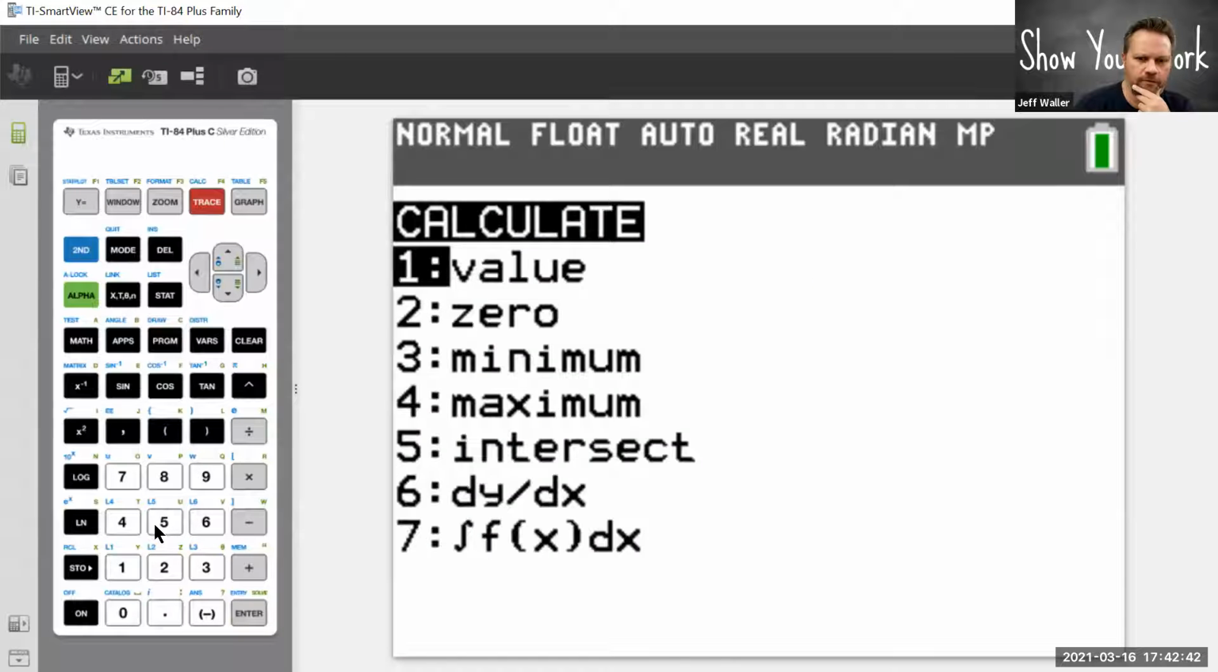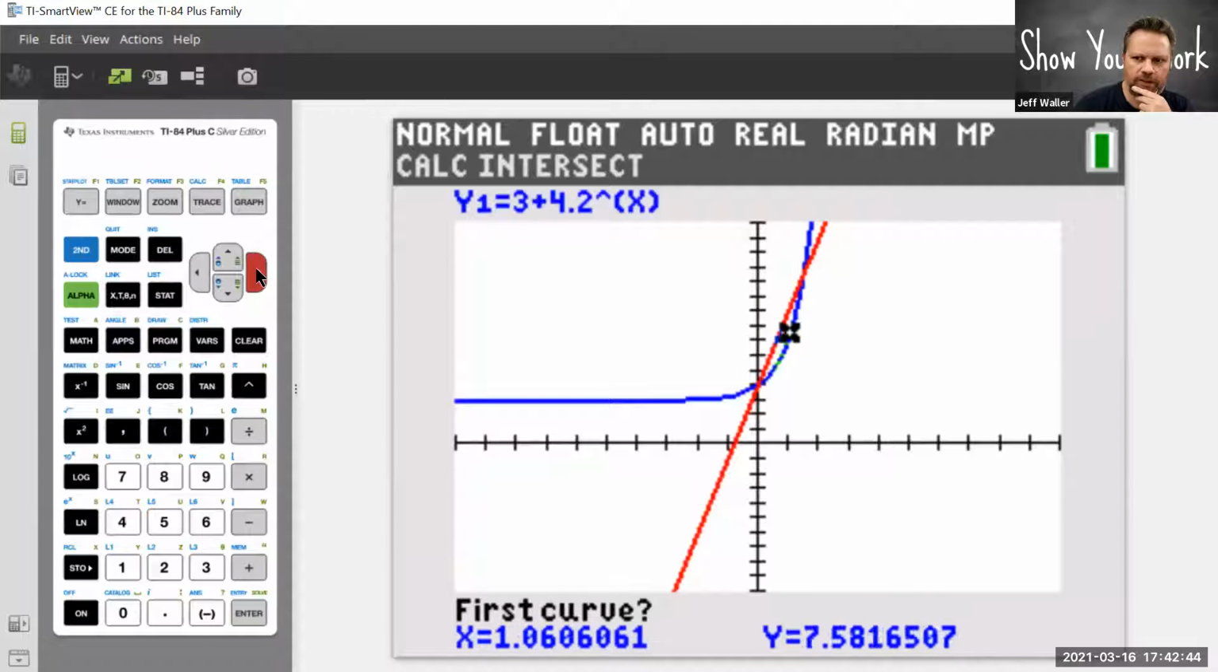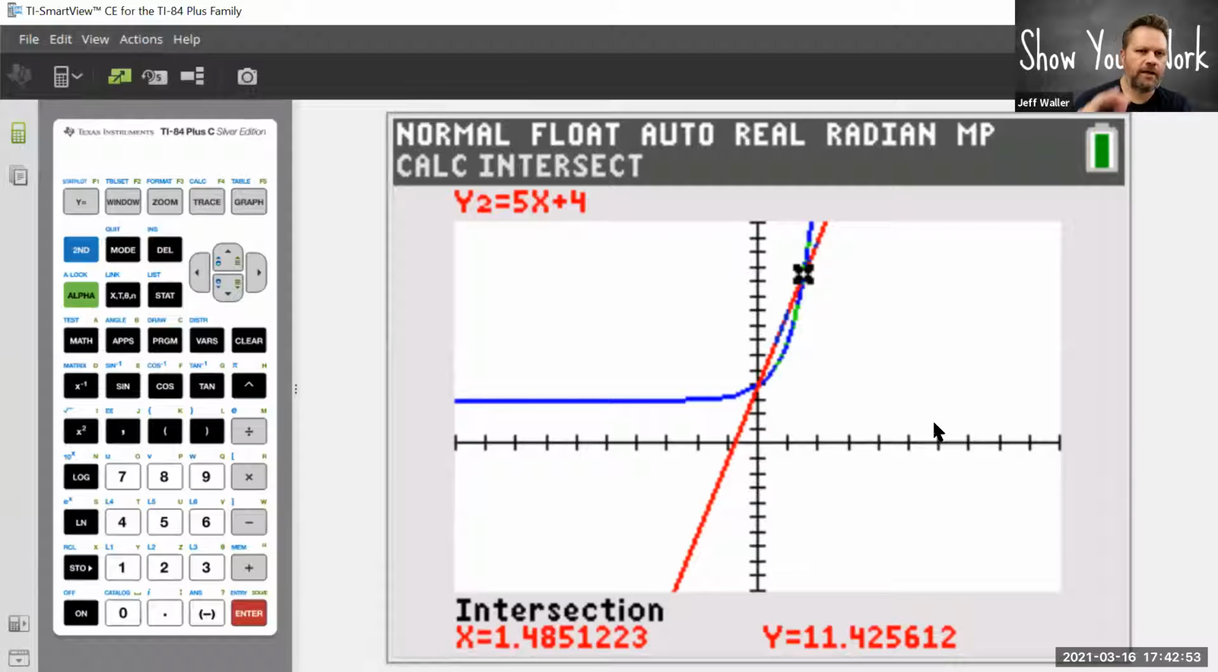So one more time. Calc, intersect. Let me find the other one. Watch what I can do. You ready? This is what I always do. I put the cursor as close as I can. I hit enter, enter, enter, and I'm done. Because first guess, when you hit enter, it bounces to the next line. Enter, and I'm already on top of the guess. Enter. So if I just put my cursor on top of the intersection, enter, enter, enter.